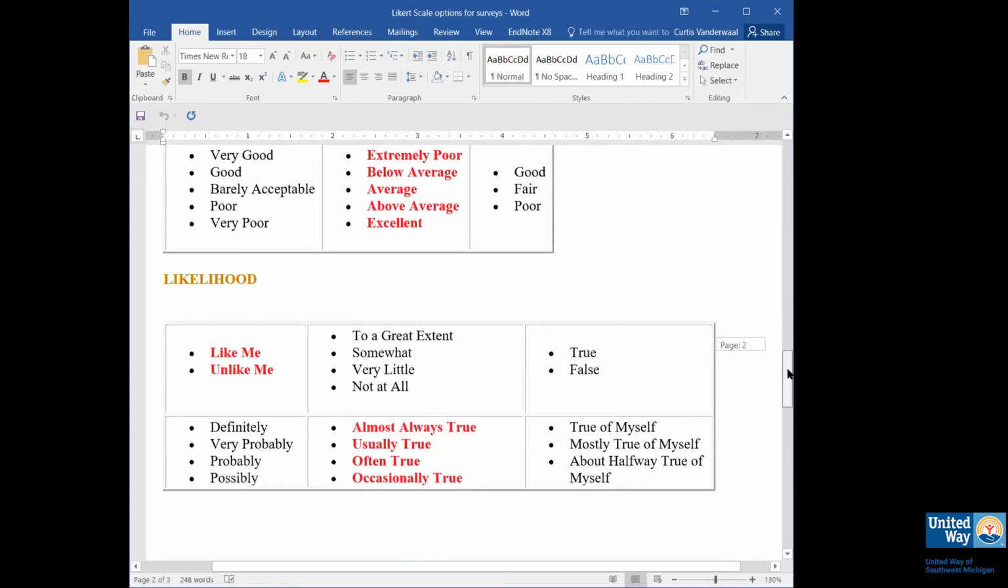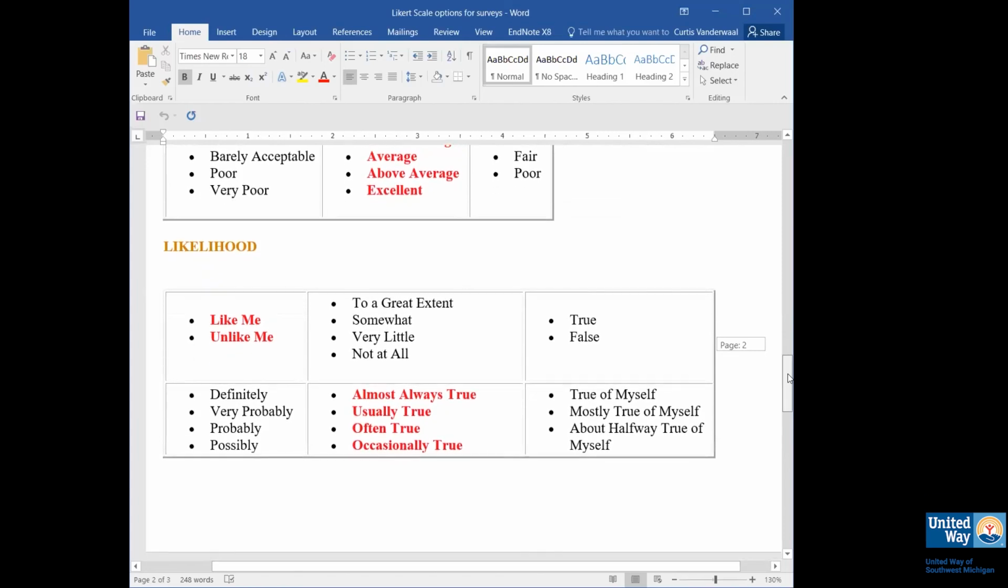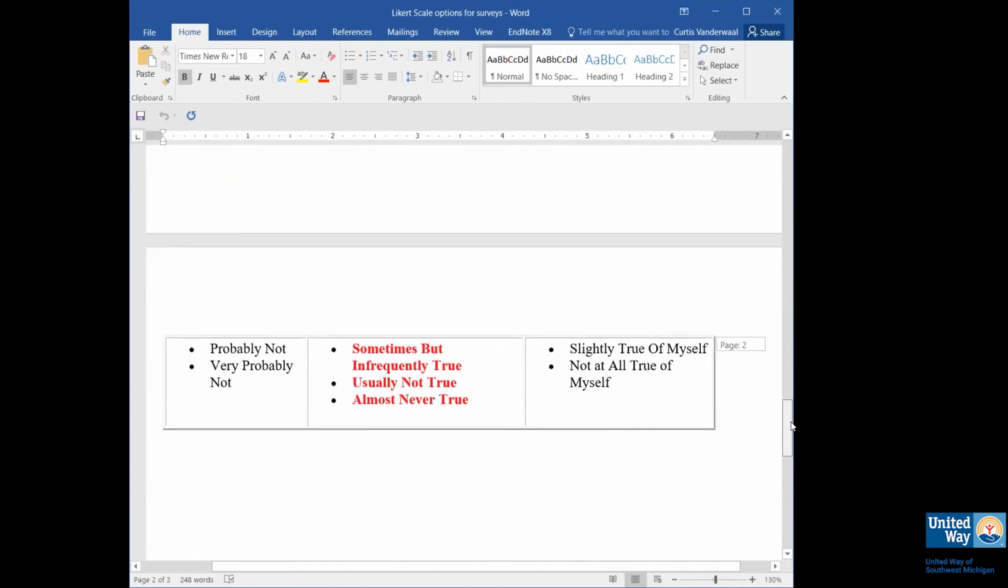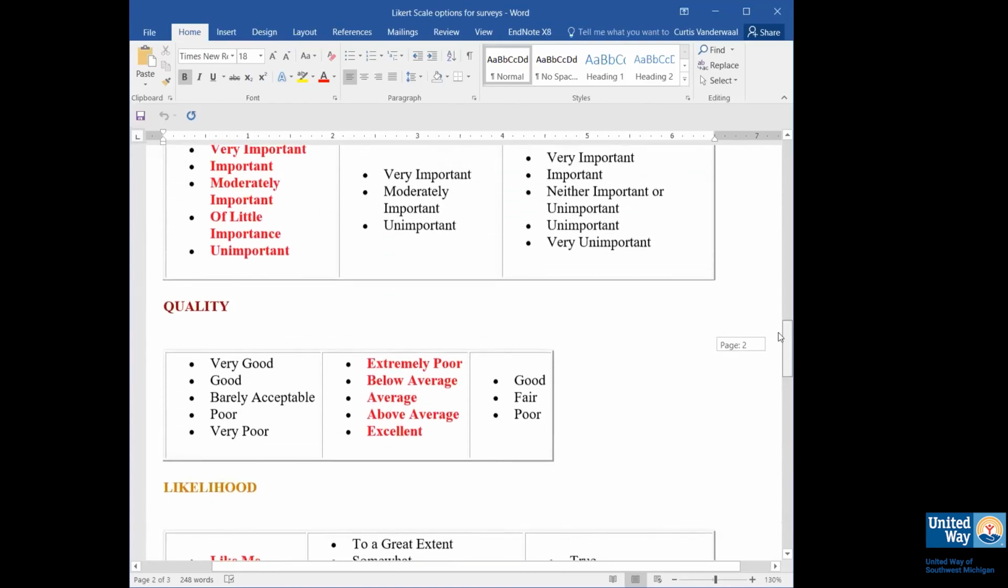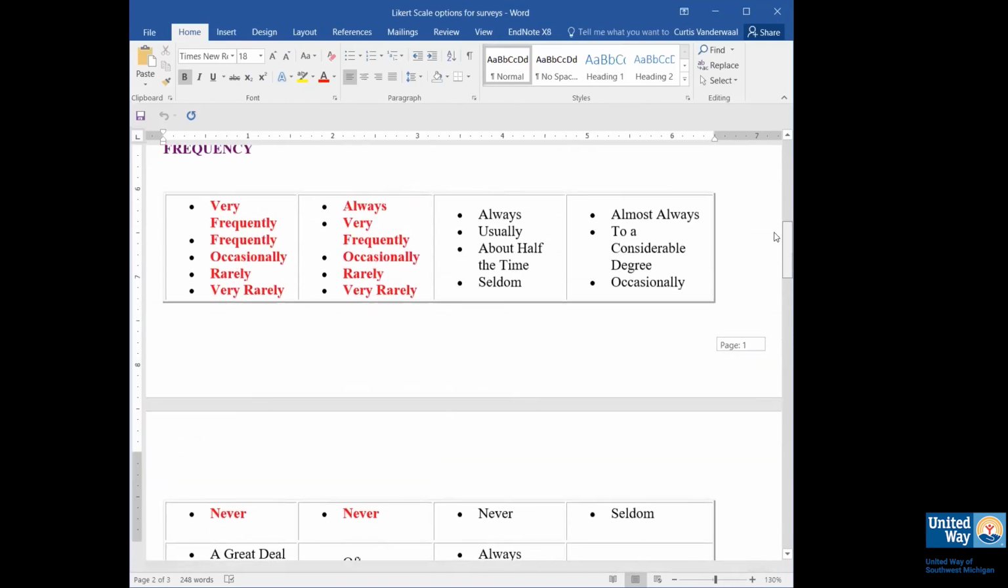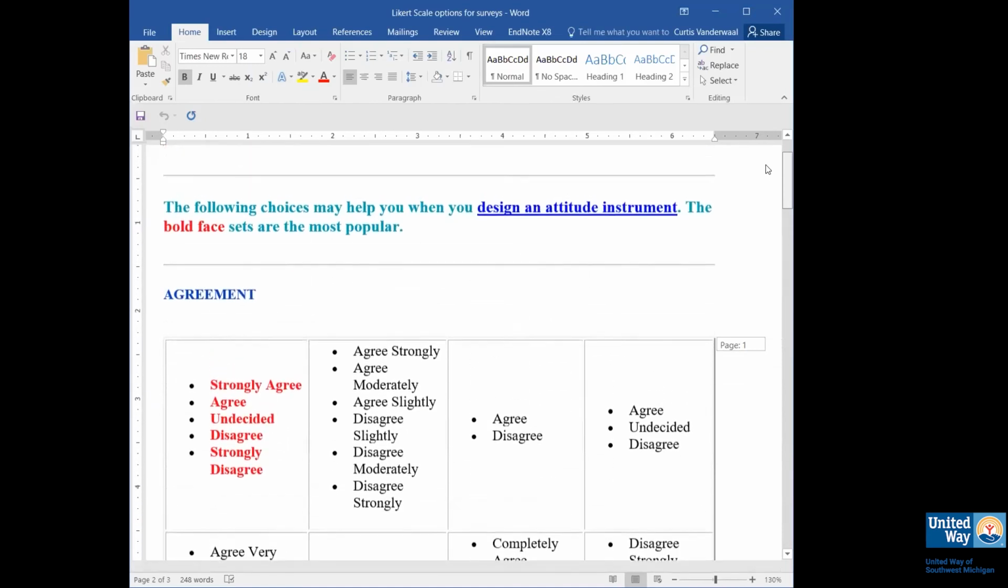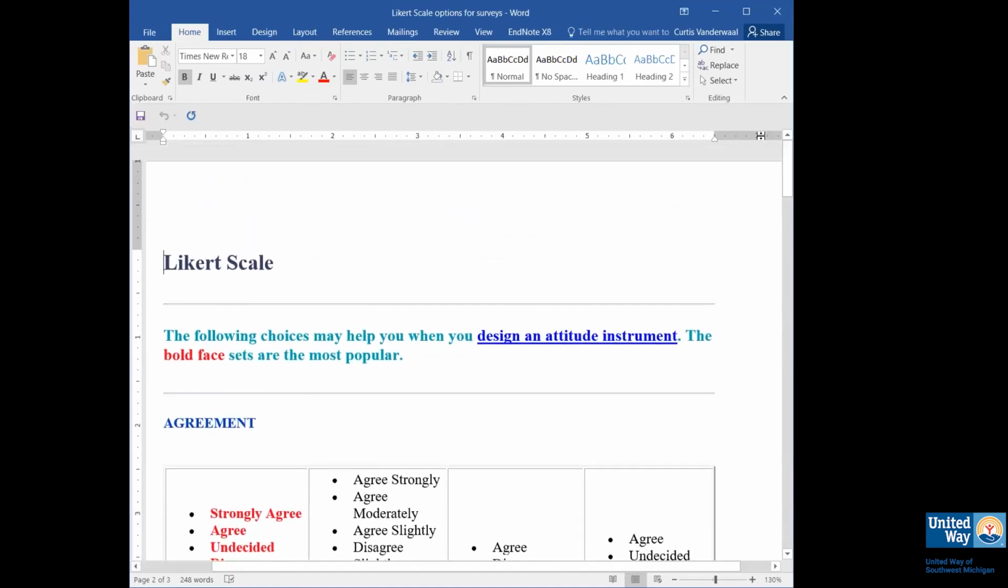Likelihood: like me, unlike me, to a great extent, not at all. Yeah, so anyway, categories of likelihood, quality, importance, frequency, and agreement. So I'll make sure that Amanda sends these out to people too, because I just think it's a really great shorthand document.